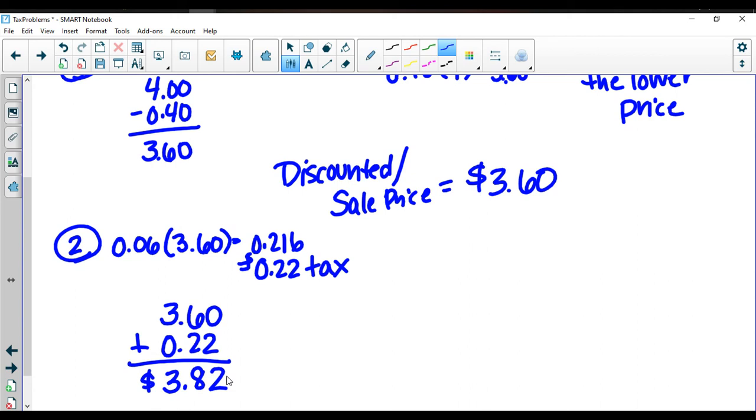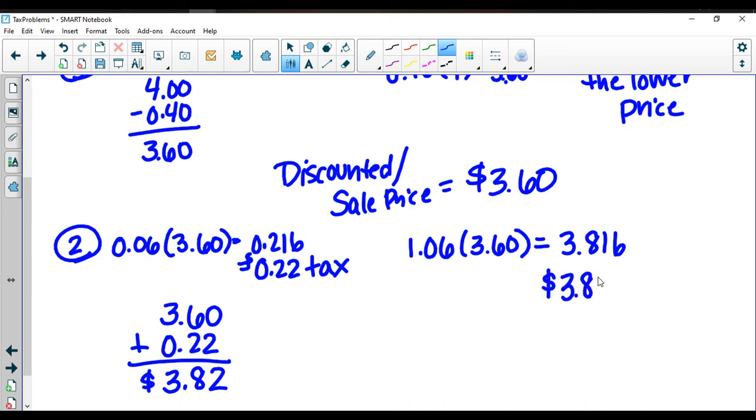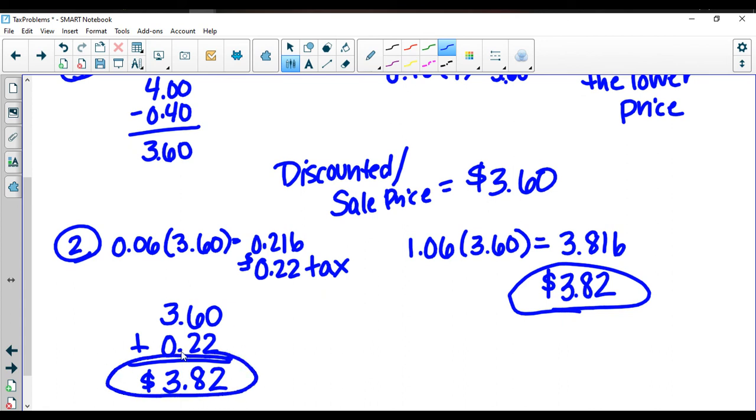If you prefer method 2 for this one, you're paying 1.06 times the new price of the lights. So we're still adding that sales tax on. The 100% represents the new sale price of your lights here. So 1.06 times 3.60 is going to give you 3.816, which you will round up to be $3.82. So either way that you do this, you're still going to end up with the same exact final answer here.